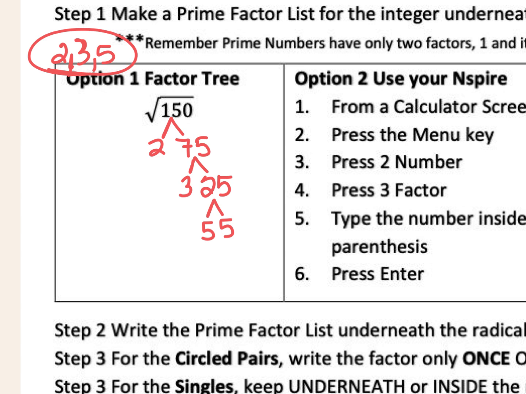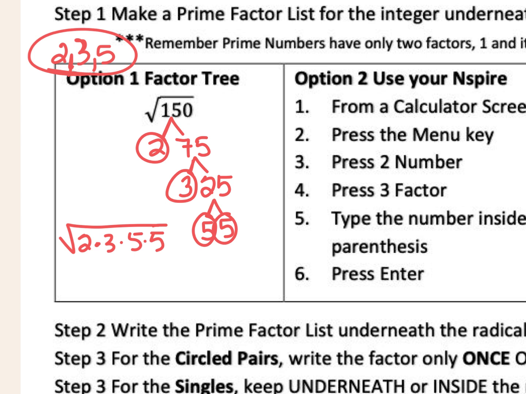5 and 5. So what we're going to do now is put all of these prime numbers under my radical, and we divided to get that, so we'll multiply. So we're going to say 2 times 3 times 5 times 5.